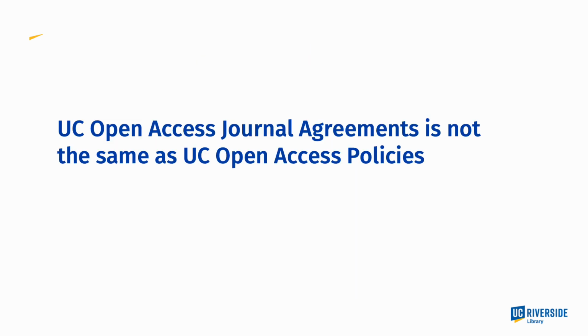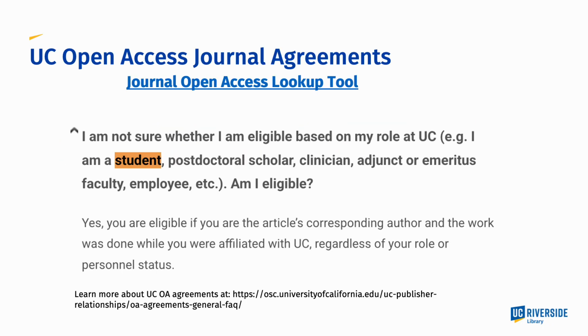UC OA policies are not the same as UC OA journal agreements. The latter helps UC authors, including students, to pay for article processing fees for open access publishing partially or fully. You can use the Journal Open Access Lookup tool in the slide to explore which journals are covered by UC OA journal agreements and the details.